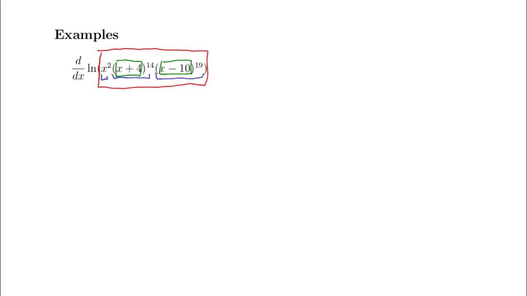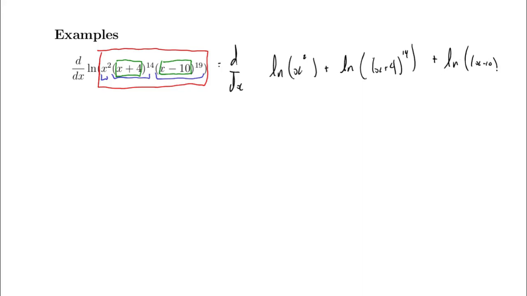Logarithms have these great properties, and we'll talk a little bit more about these properties in our next video. Logarithms have these great properties where products of things inside of a log get split to become sums. So what we can do is rewrite this as the natural log of x squared plus the natural log of x plus 4 to the 14, plus the natural log of x minus 10 to the 19. Well, that's pretty nice. We split this annoying three-way product rule into just a sum of things.